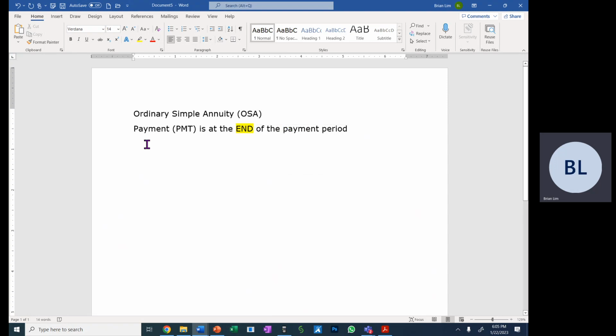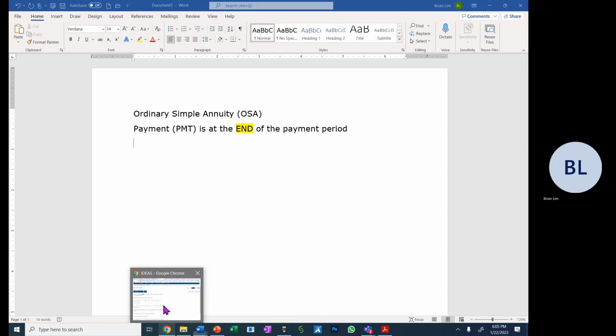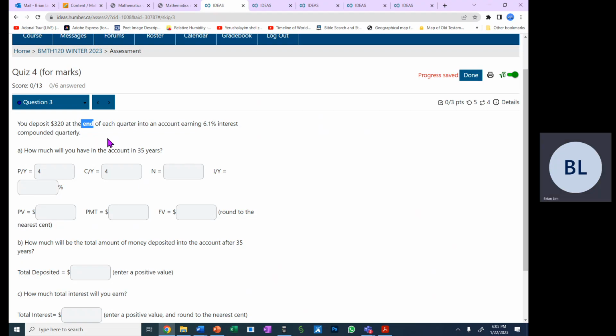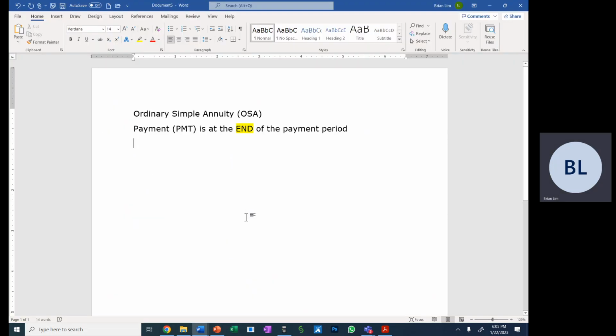So that is end. And now for that question right there, we had PY is equal to CY. So the payment is at the end of each quarter. So what we have is that PY was equal to 4 and the CY is also equal to 4. So that is an example of an ordinary simple annuity.